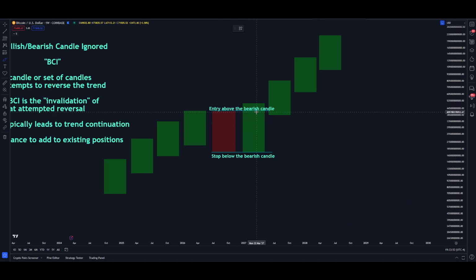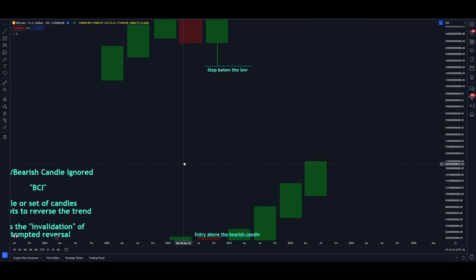Your entry goes above the bearish candle, right? Either on the candle close, which would be up here, or if you're playing contrarian, as soon as you trade above these highs, you could go ahead and buy. And then your stop goes below the bearish candle, or below the wick of this candle, if there is one.